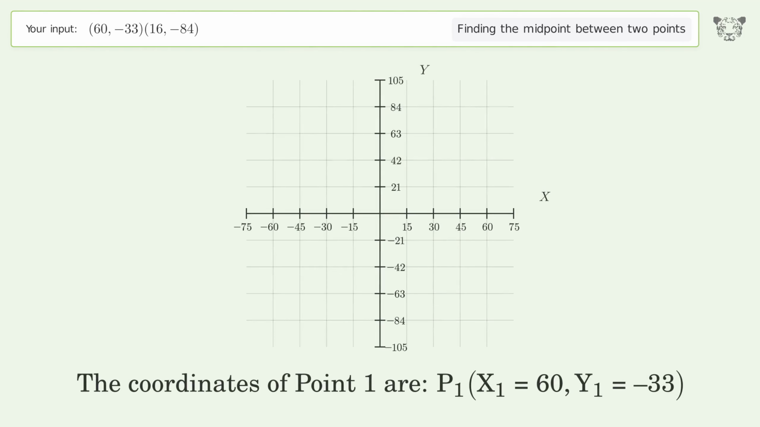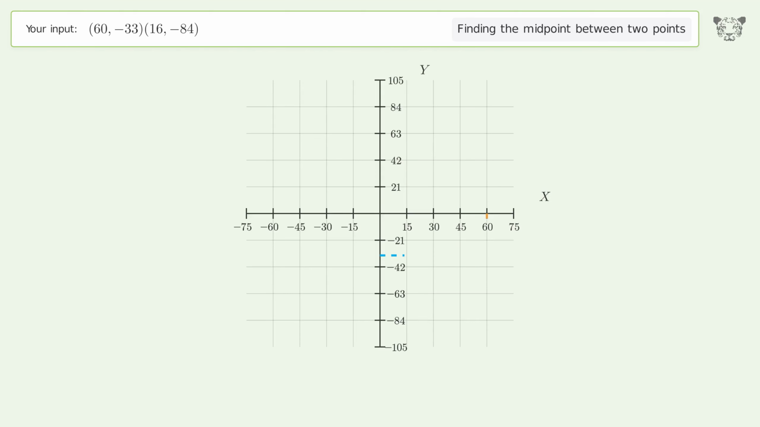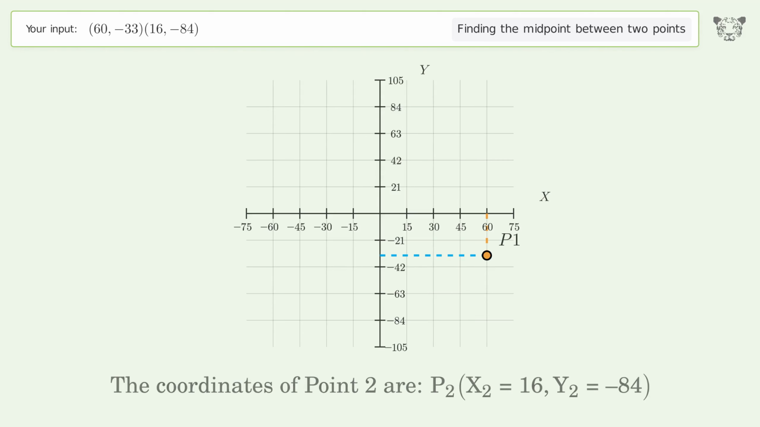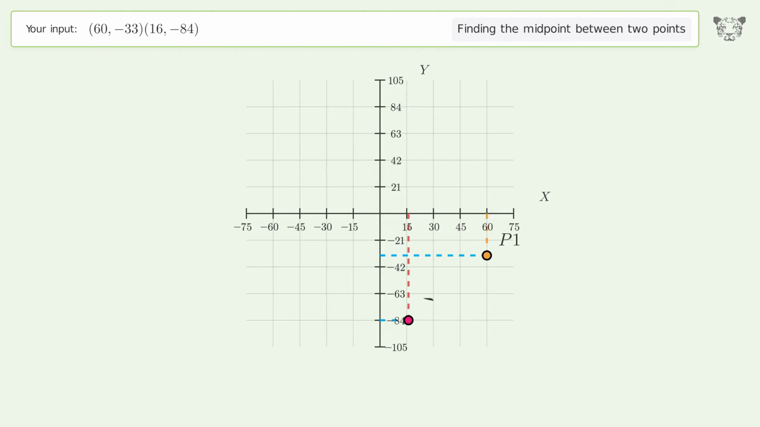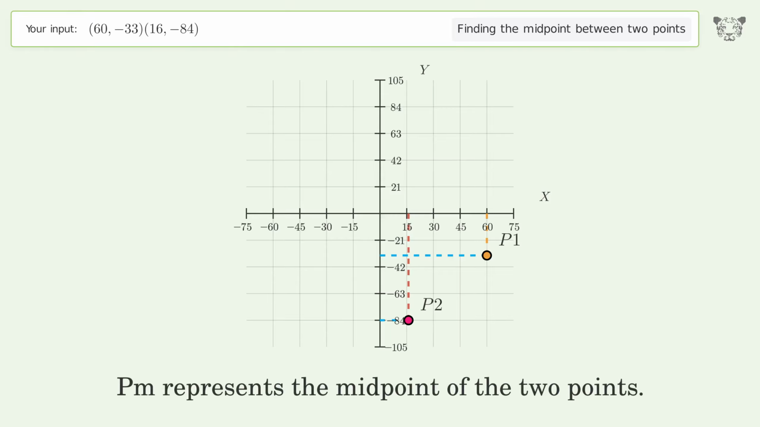The coordinates of point 1 are, x1 equals 60, y1 equals negative 33. The coordinates of point 2 are, x2 equals 16, y2 equals negative 84. PM represents the midpoint of the 2 points.